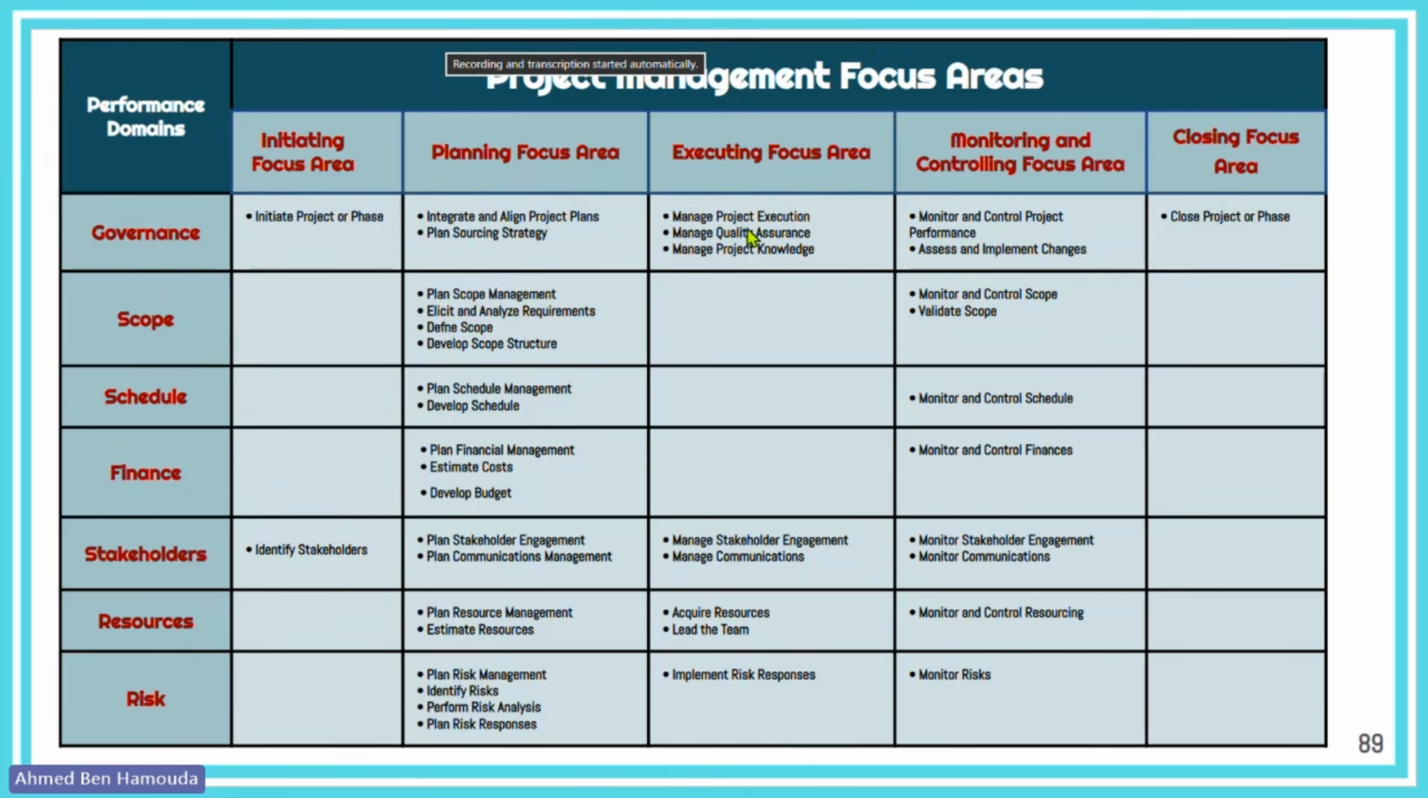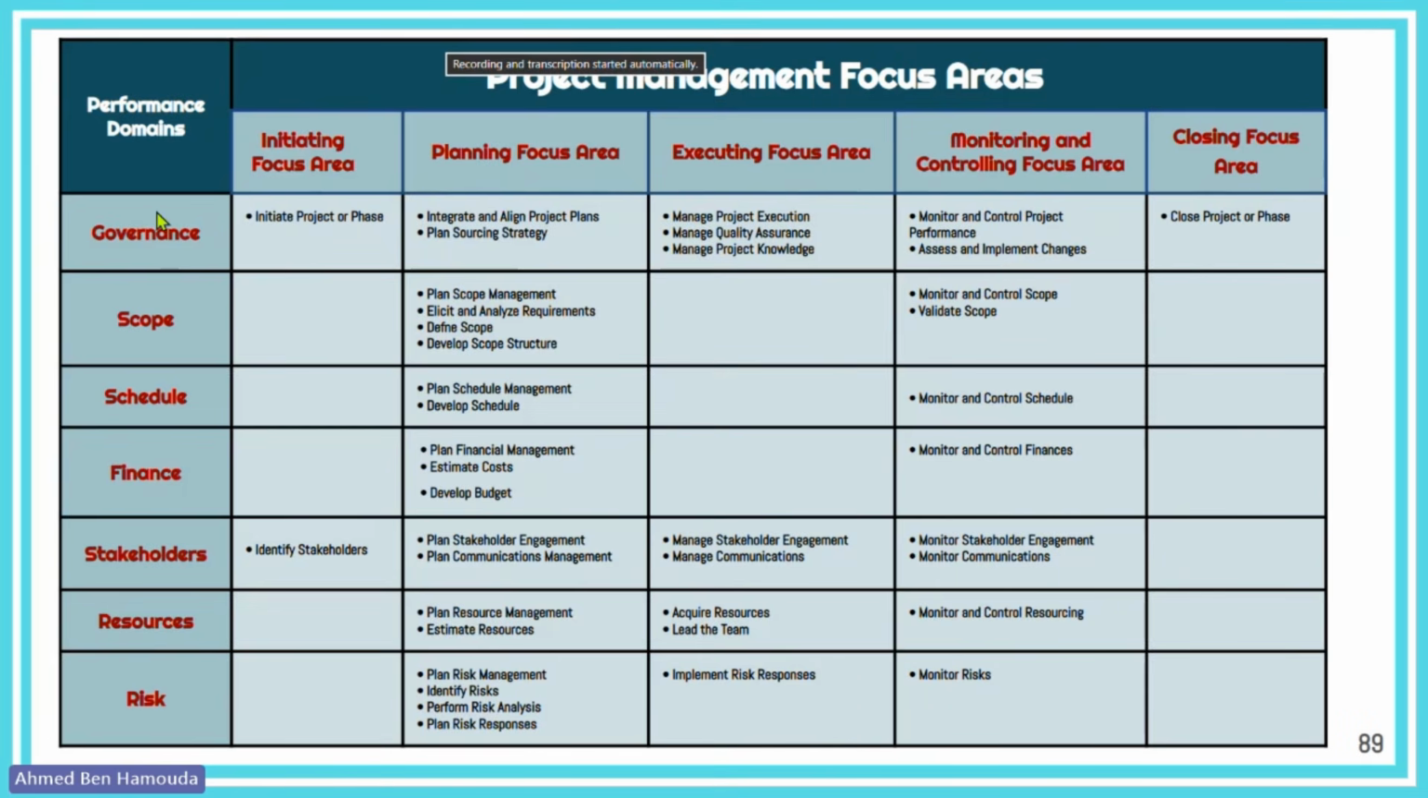Then for the executing, of course, the work will be executed. Quality will be assured. You see, quality now is part of this governance. And project knowledge will be managed. Whatever our team have accumulated as knowledge, right? Now that happens here for the governance. And while the work is being executed, you as a project manager will be monitoring and controlling the project performance, and check if there are any necessary changes because of a deviation from the plan or because of a way to enhance value, etc. And then the last thing we do is to close the project phase.